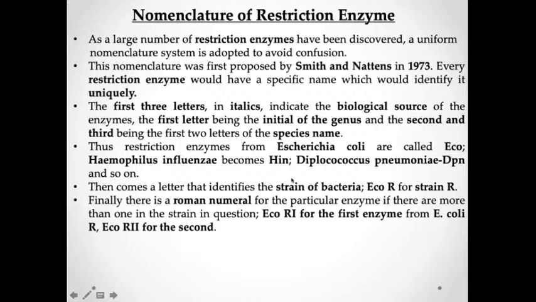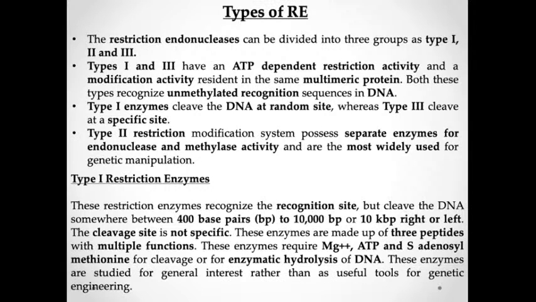Then comes the strain of bacteria, which kind of strain it is. We give it a name like R. If the strain is R, then it is E. coli R. Then comes a Roman numeral, indicating whether it is from enzyme 1 or enzyme 2. So we give E. coli R1, and E. coli R2 for the second. This is how we have the naming of the restriction enzymes.